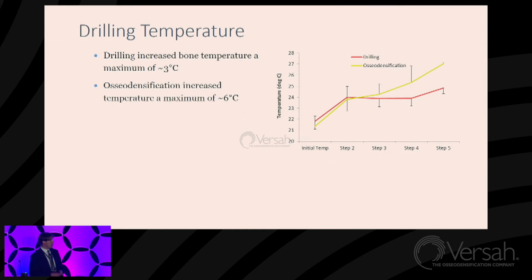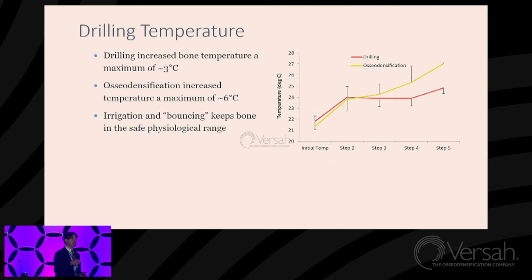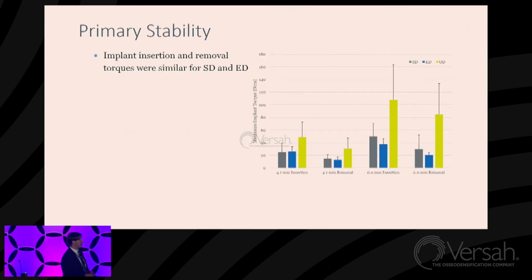So slightly more, but with the irrigation and with this controlled slow bouncing procedure, this is still well within the physiological range for preventing bone necrosis. So we're not exceeding the temperature threshold, and we're also applying this over a relatively short amount of time, which are both factors for bone necrosis.